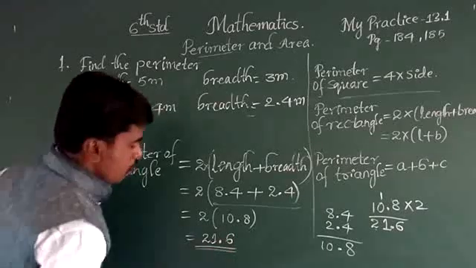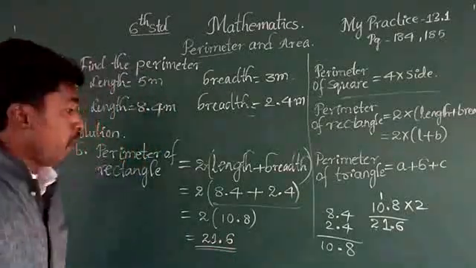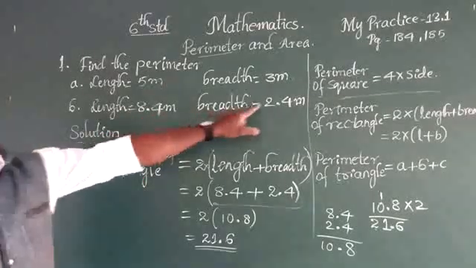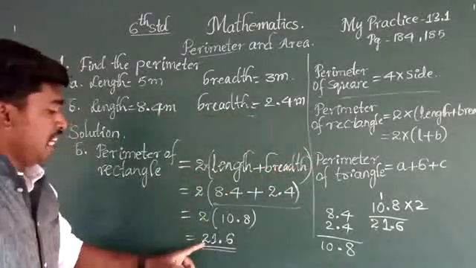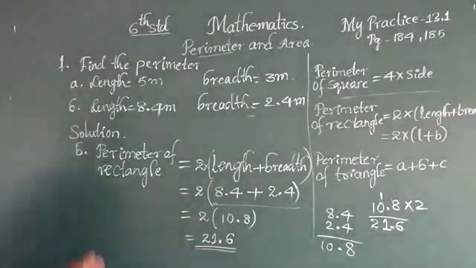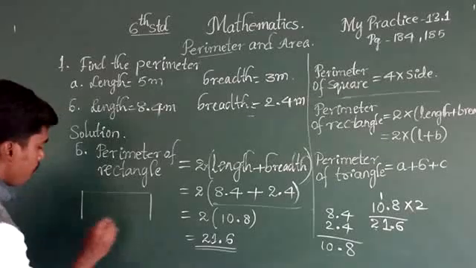21.6. What is the answer, dear children? The perimeter of a rectangle whose length is 8.4 and breadth is 2.4 meter is 21.6 meter. So observe here, it is a rectangle.